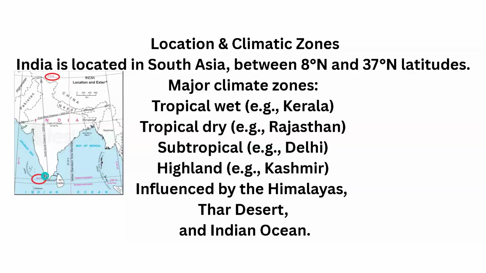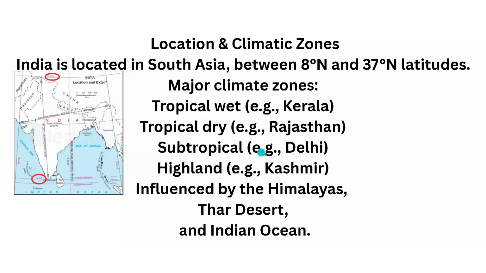I told you the equatorial region extends up to 10 degrees, so you will find an equatorial type of climate here. Then in Kerala, you will find a tropical wet climate: wet climate, heavy rainfall, and dense forests also. In Rajasthan, tropical dry climate. Because it is a desert, you will find tropical dry forest.